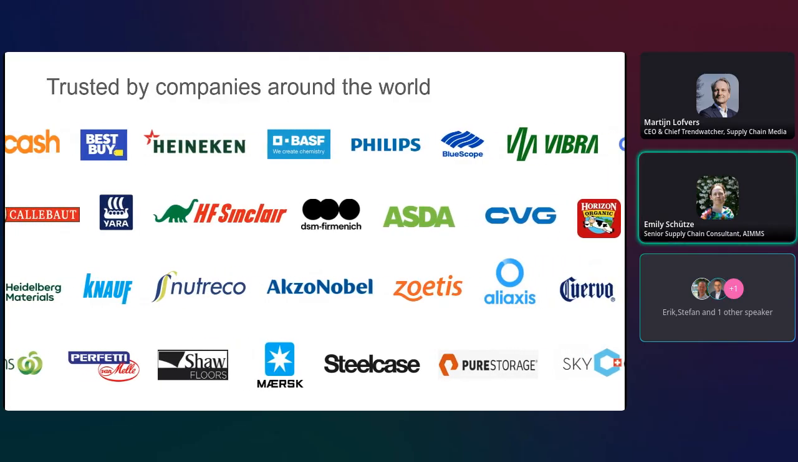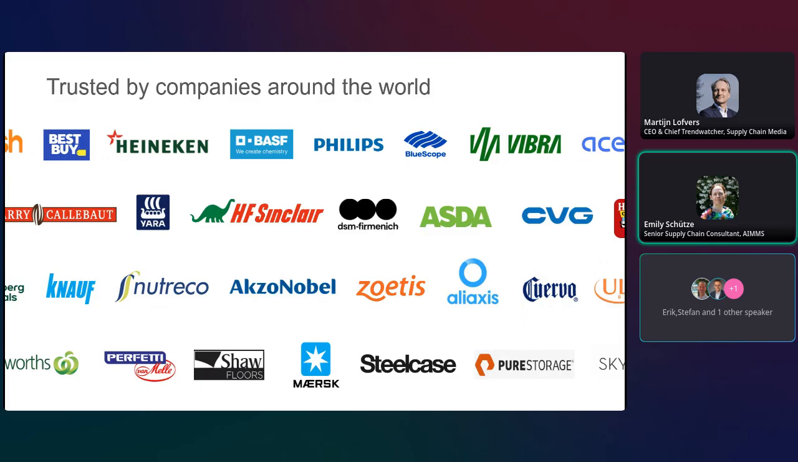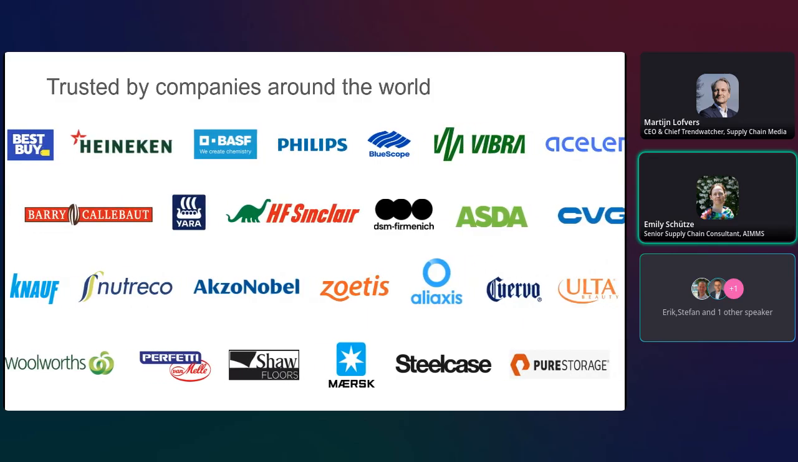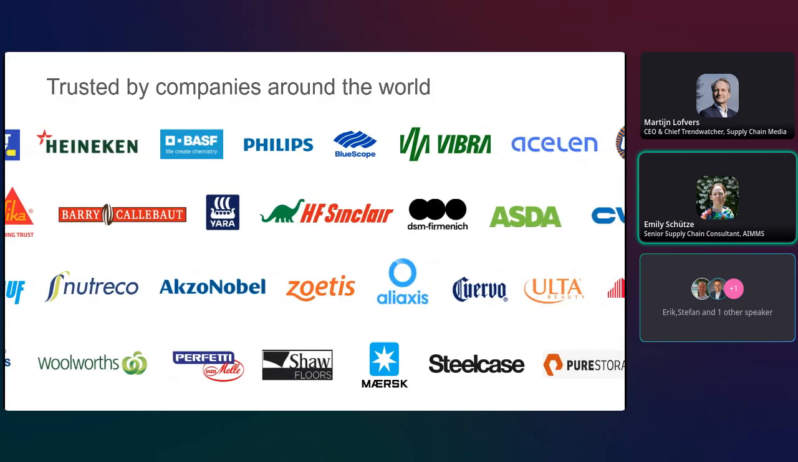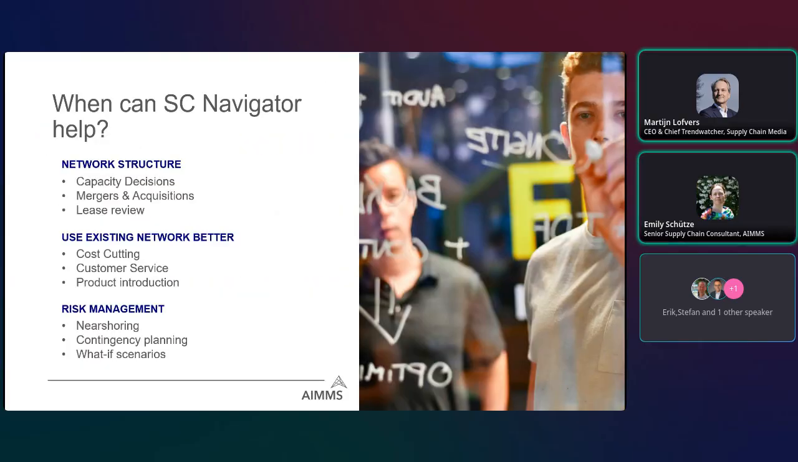Some of them are using it on behalf of their customers to help their customers optimize their networks. Some of them are using our tools to optimize their internal operations and work out how they can use their own infrastructure to best effect. Yeah, and of course, some consultancies are using your tool, and Haskoning is one of them. But maybe you can tell me a bit more about the SC Navigator.